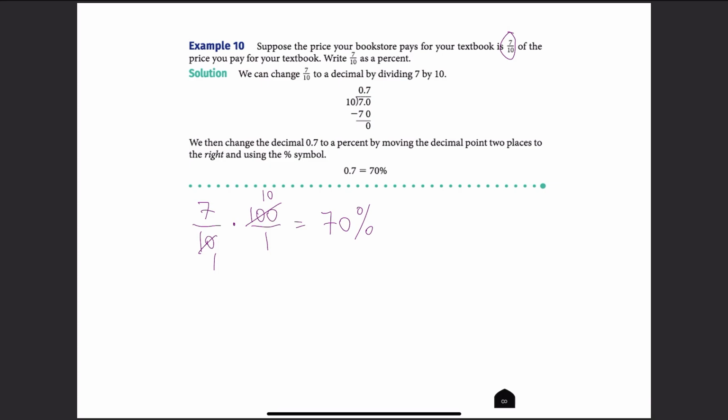Now, if I don't want to deal with the fraction, what I could do with that 7/10 is I could divide. So 10 doesn't go into 7, of course, but it does go into 70 7 times with no remainder. So 0.7 is the decimal equivalent of 7/10. And then what I could do is move this decimal 2 places to the right and add any zeros and my percent symbol to show 70%. Okay, so I could have gotten it that way too.